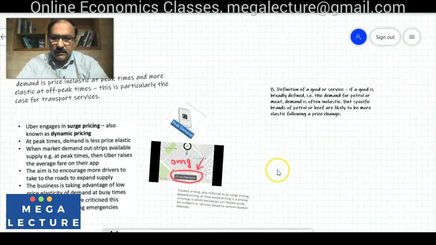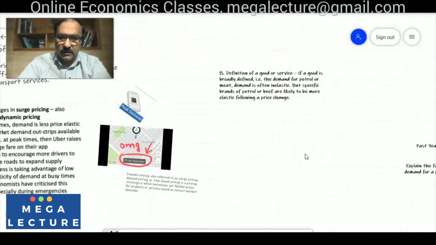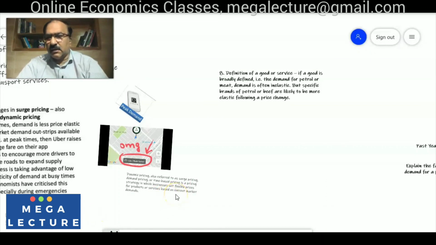The next factor that may influence price elastic demand is the definition of a good or service, meaning how a good or service is defined. If a good is broadly defined, then demand for that product is inelastic. For example, demand for education is considered inelastic, but demand for education at a particular institute or a particular school is elastic, because there is no substitute for education, but there are substitutes available for education at a certain school. So it depends on how you define a product.